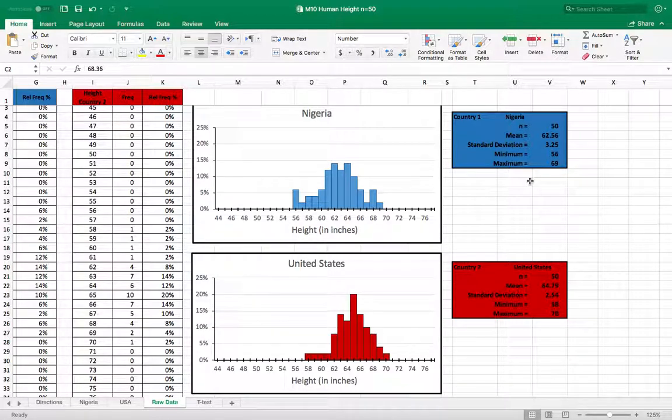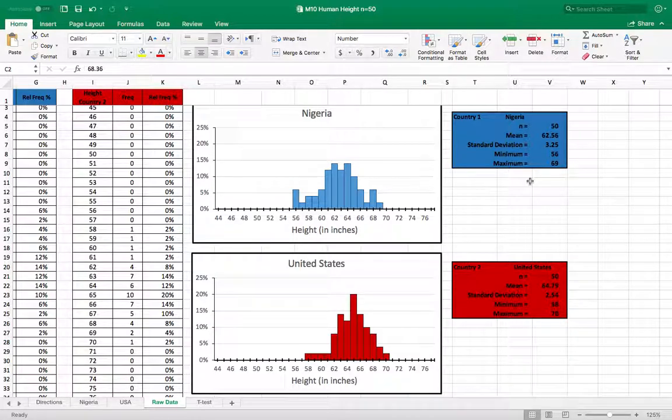The maximum for the United States is 70, while the maximum for Nigeria is only 1 inch shorter at 69. And the minimum for Nigeria is 56, while the minimum for the United States is 58. So once again, the United States is only 2 inches taller. If we were just looking at the maximum and minimum, we might assume that the means for both these countries would be maybe within an inch of each other. Not much difference. But when we look at the standard deviation, that kind of tells the whole story.